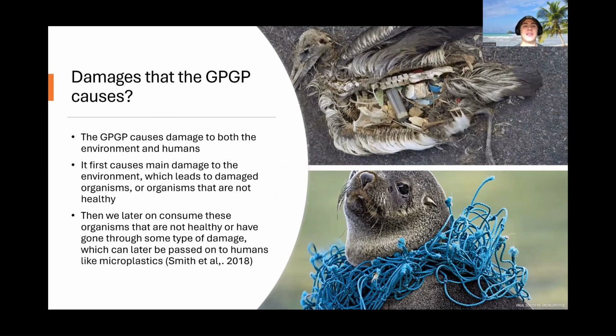Damages that the Great Pacific Garbage Patch causes. The Great Pacific Garbage Patch causes damage to both the environment and humans. It first causes main damage to the environment, which leads to damaged organisms or organisms that are not healthy. Then we later on consume these organisms that are not healthy or have gone through some type of damage, which can later be passed on to humans like microplastics, according to Smith et al., 2018.